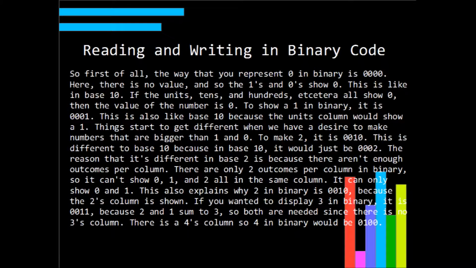Where would the 2 fit in? Well, we're going to move it over to the 2's column. If you wanted to display a 3 in binary, it would be 0, 0, 1, 1, because the 2's and the 1's column are both on. If you have a 2 and you have a 1, then you get 3.